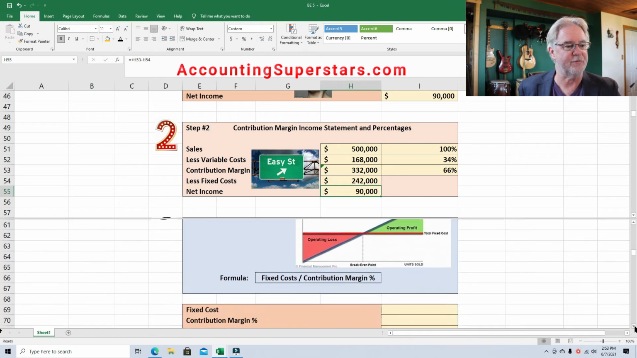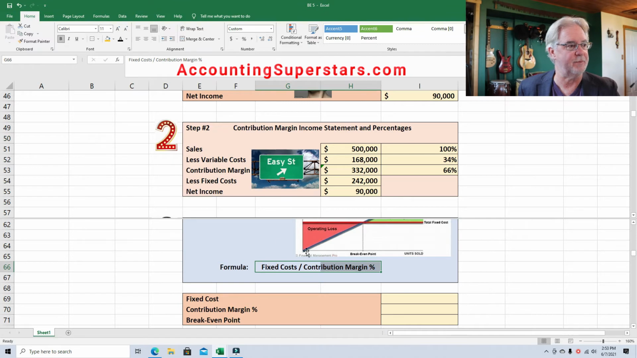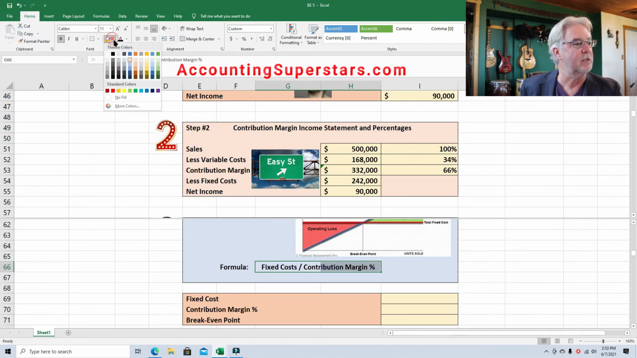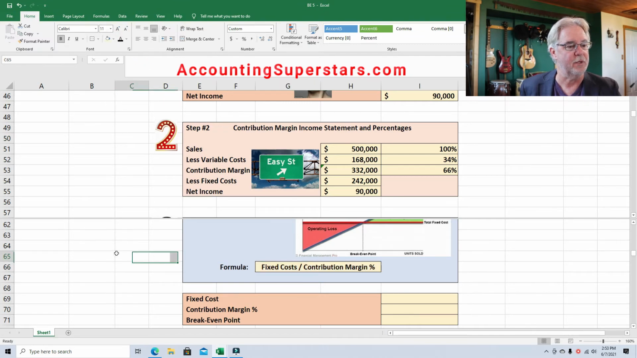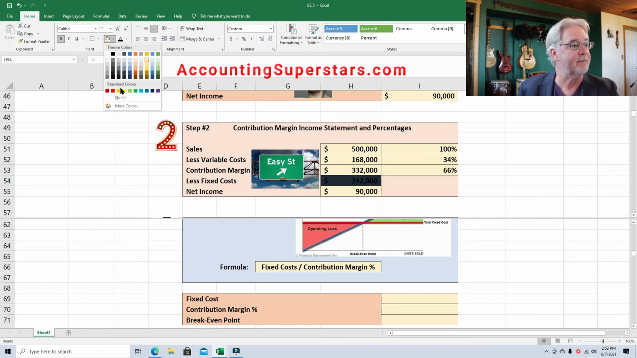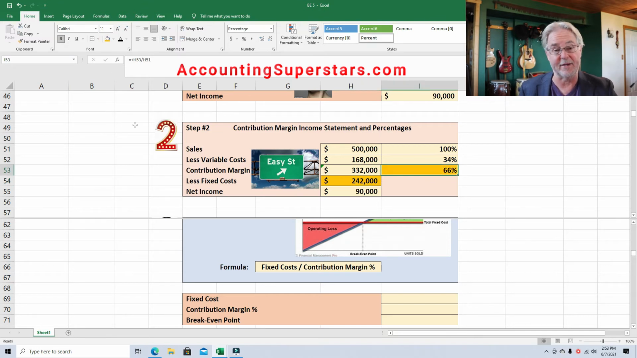Easy to do. Here's the formula. It's right here, ladies and gentlemen. Super easy. I'll highlight that. There we go. Fixed costs divided by the contribution margin percentage. So our fixed costs are right here, 242,000. And our contribution margin percentage is right here at 66%. I told you that number was really important. In fact, we really couldn't solve this problem without that contribution margin percentage. So let's figure it out.